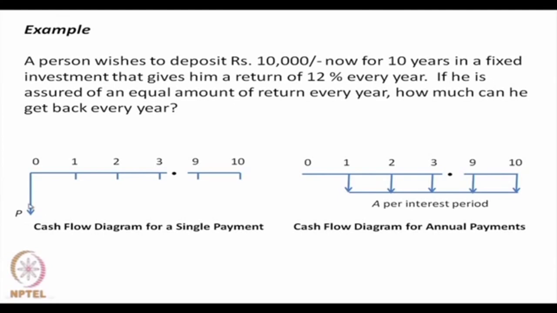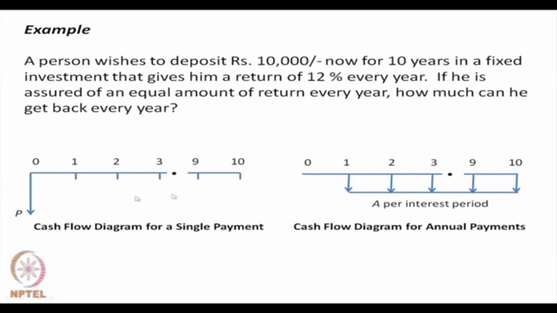So, given P, r is equal to 12%, n is equal to 10. Now, if he is assured of an equal amount of return every year, starting from the first year, how much can he get back every year? That means, in the first year also, he is getting back some money. That money is assumed to be received at the end of the first year, the end of the second year, and like that for 10 years he will get back some money, having initially given an amount of 10,000.